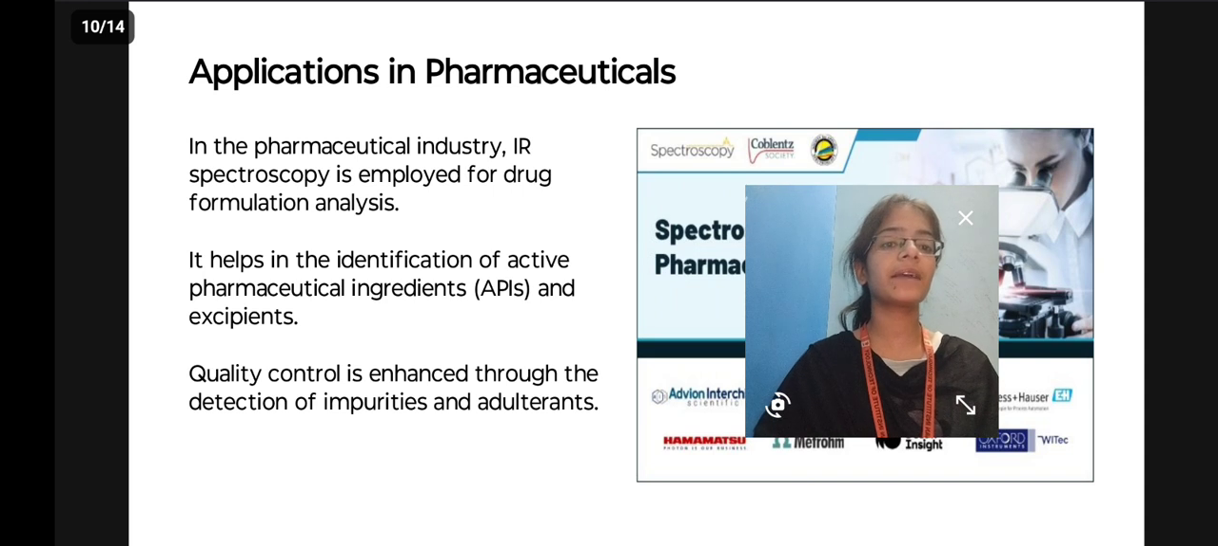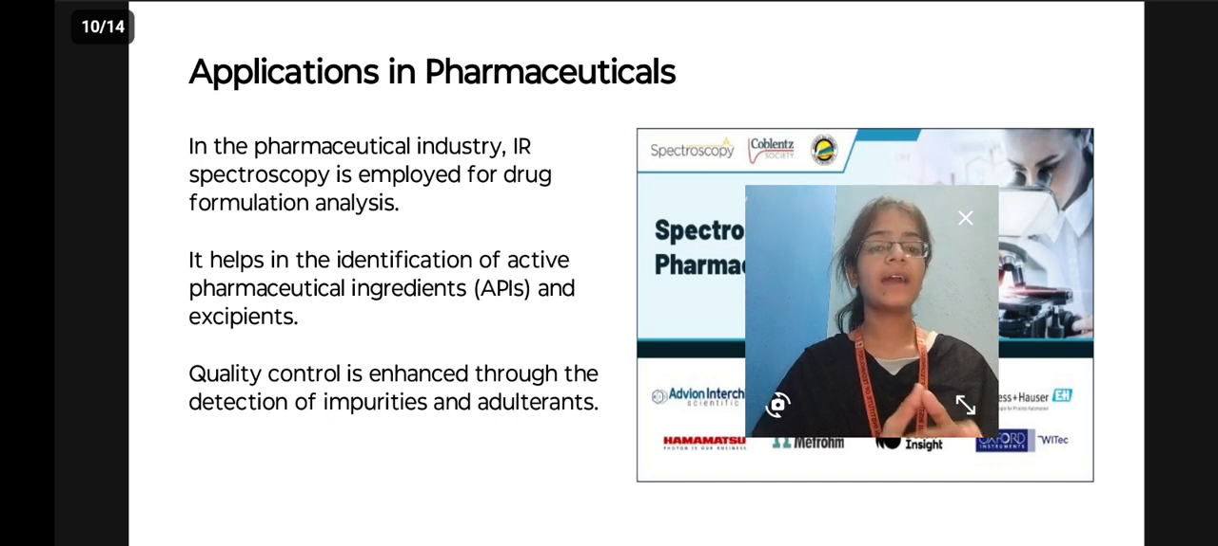Applications in pharmaceuticals. In the pharmaceutical industry, IR spectroscopy is employed for drug formulation analysis. It helps in the identification of active pharmaceutical ingredients and excipients. Quality control is enhanced through the detection of impurities and adulterants.